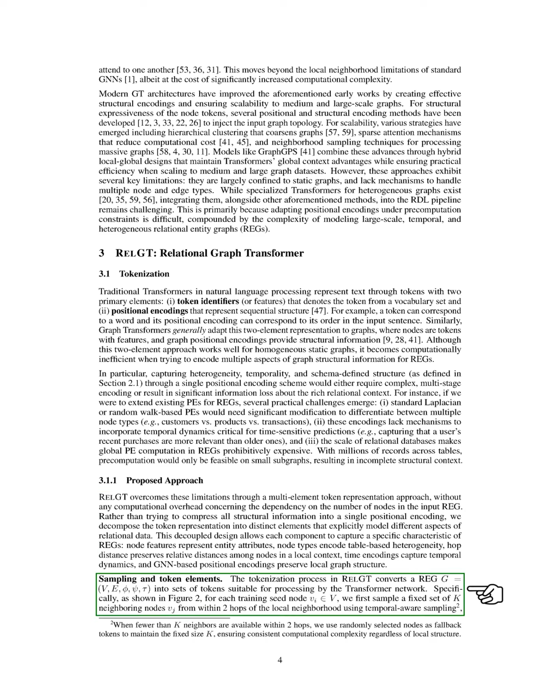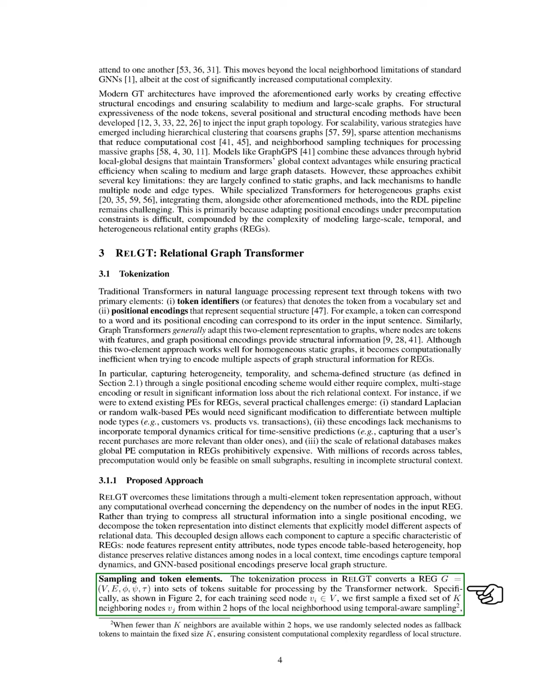In the tokenization process of RELGT, we convert a relational entity graph into sets of tokens suitable for processing by the transformer network. For each training seed node, we sample a fixed number of neighboring nodes from within 2 hops of the local neighborhood, ensuring that only nodes with timestamps less than or equal to the seed node's timestamp are included to avoid temporal leakage. Each token is represented by a 5-part structure that includes node features, node type, relative hop distance, relative time, and a graph positional encoding generated by applying a lightweight GNN to the subgraph's adjacency matrix.